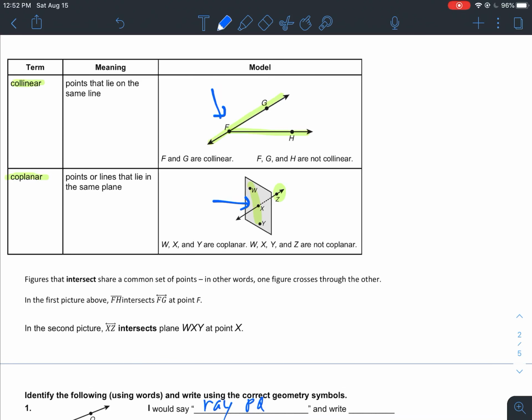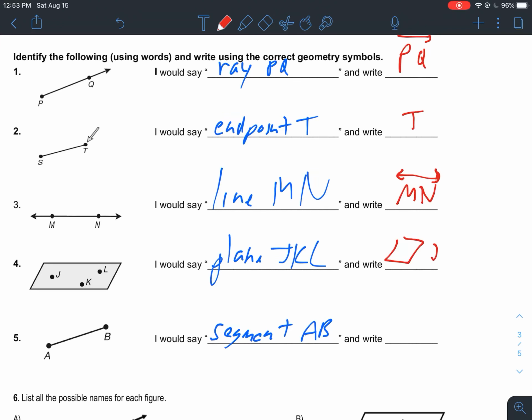Number 4 is a plane. So remember, for a plane, you got to pick out 3 points. Okay? There's only 3 points there, so you don't have a choice. You have to use those 3, but in any order. I could say plane JKL like I wrote here, or I could write KLJ or LKJ or LJK or any order. And finally, number 5, that's a segment. So I would say segment AB, and I would write AB with the segment hat on top of it. Could I write BA? Yes.